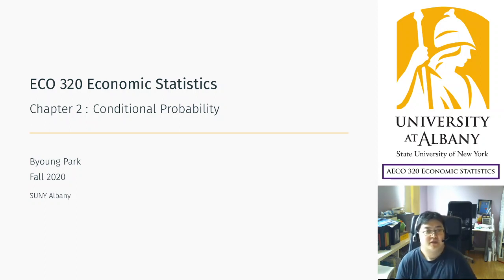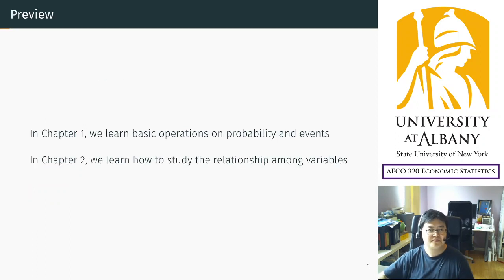Hello. This video is the fourth class of the economic statistics course. We are entering into a new chapter. The second chapter is entitled Conditional Probability. It is closely related to the previous chapter, but it is a little more difficult and still very interesting. I believe you will find it interesting.